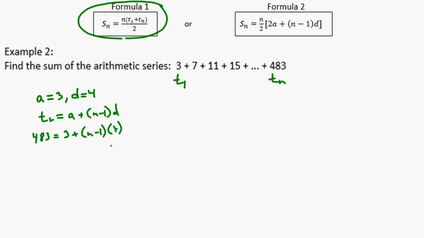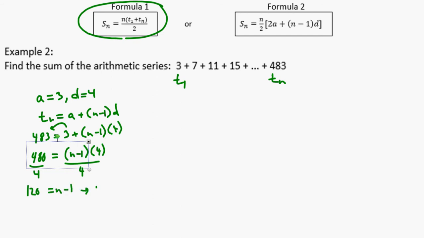Mr. Wills, while using this formula is going to help us solve for n, because I don't know what my n is, and once I get my n, I can easily use this formula. So here we go. Bring the 3 over first, so I get 480 equals n minus 1 times 4. Divide both sides by 4. Get 120 equals n minus 1. So that means n is equal to 121.